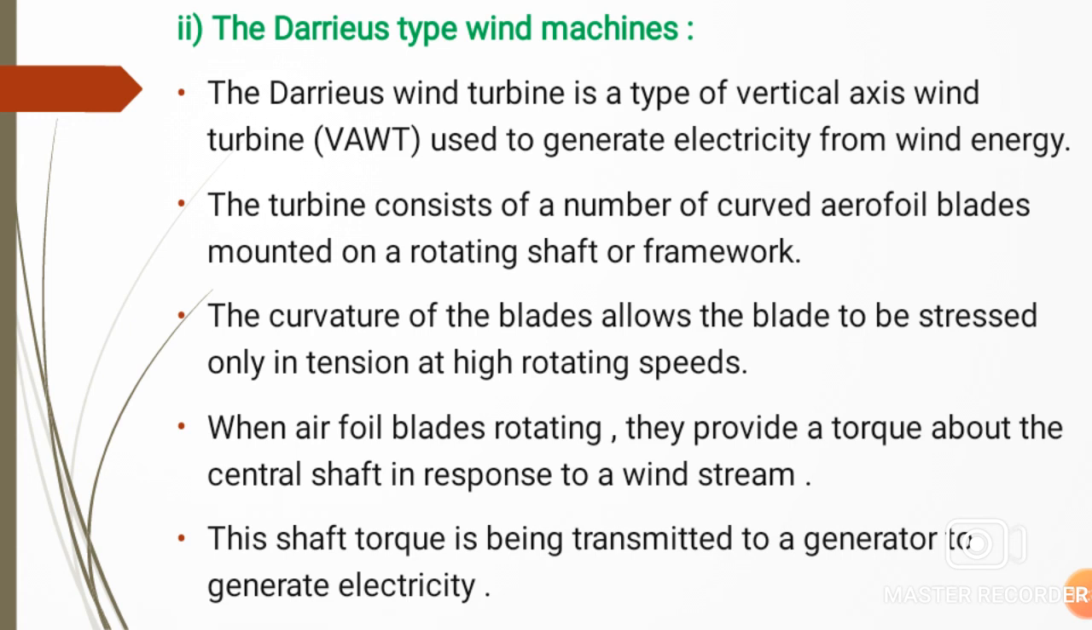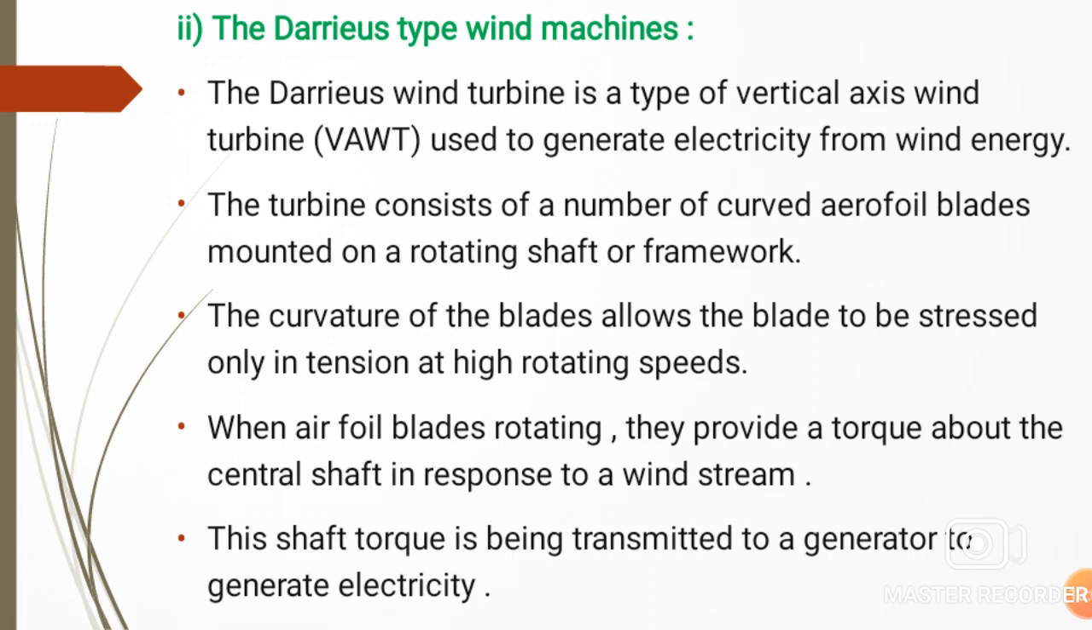The turbine consists of a number of curved aerofoil blades mounted on a rotating shaft or framework. In that, generally there are 3 blades, and these blades are mounted on the rotating shaft. Rotating shaft means the axis of rotation, and the shape of the blade is a curved shape, curved aerofoil blades.